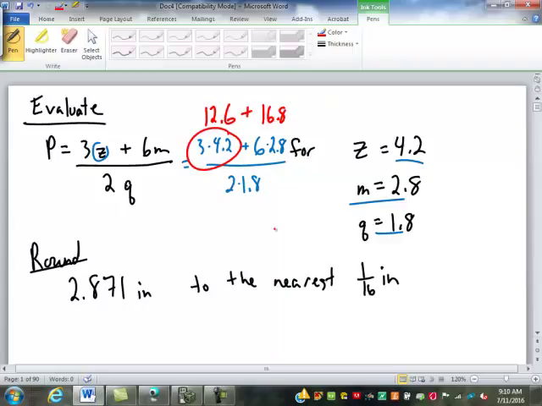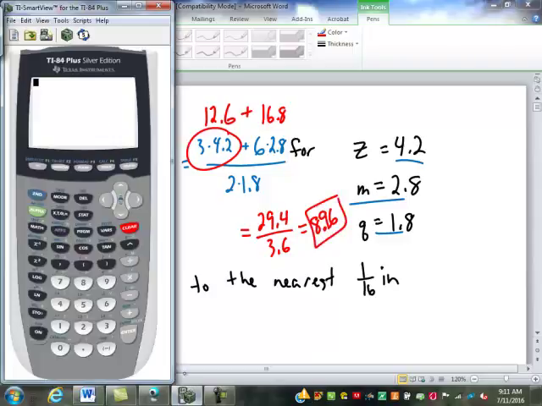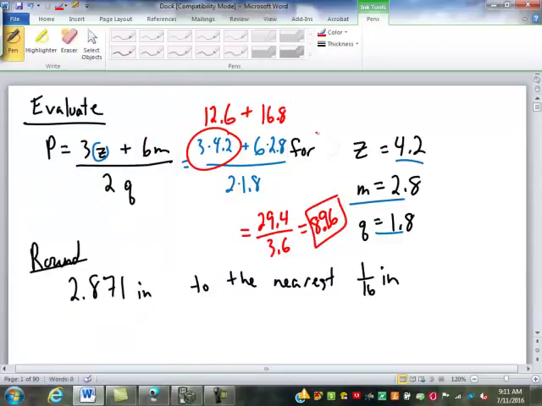If I add those together, I get 29.4. On bottom, 2 times 1.8 is 3.6. If I divide those, I get what? 8.6? 9.6? Okay. So 8.936? 16, I'm sorry. 8.16. Does that look right? How many of you got that? At least a few of you, because you were yelling at me. Okay, good.